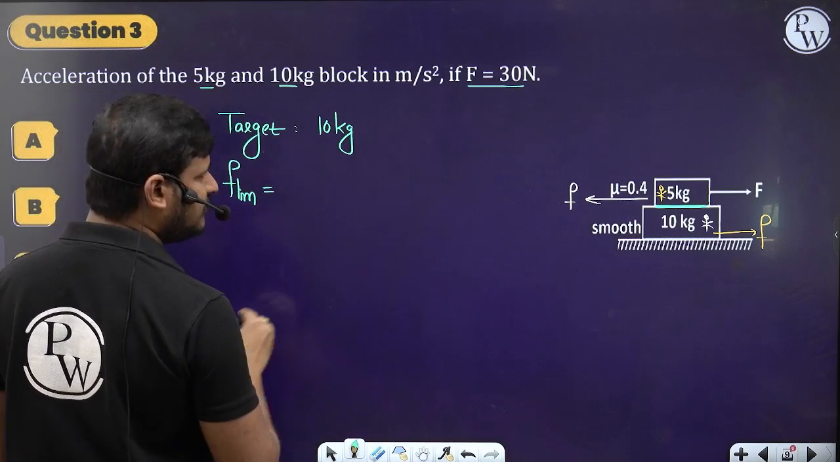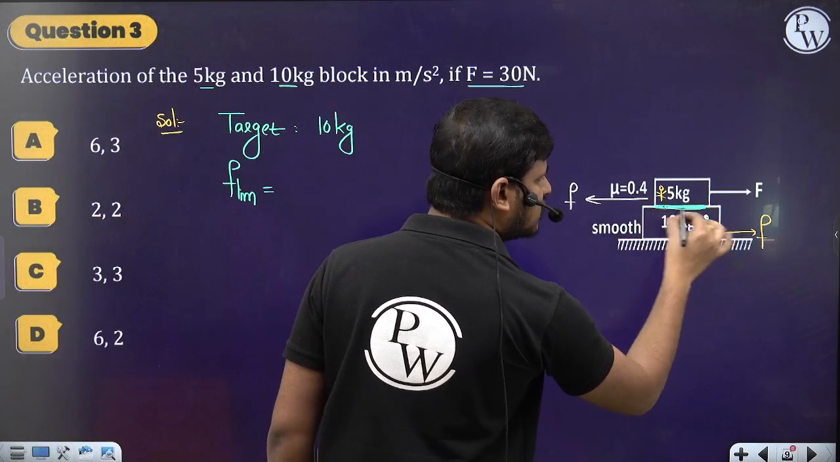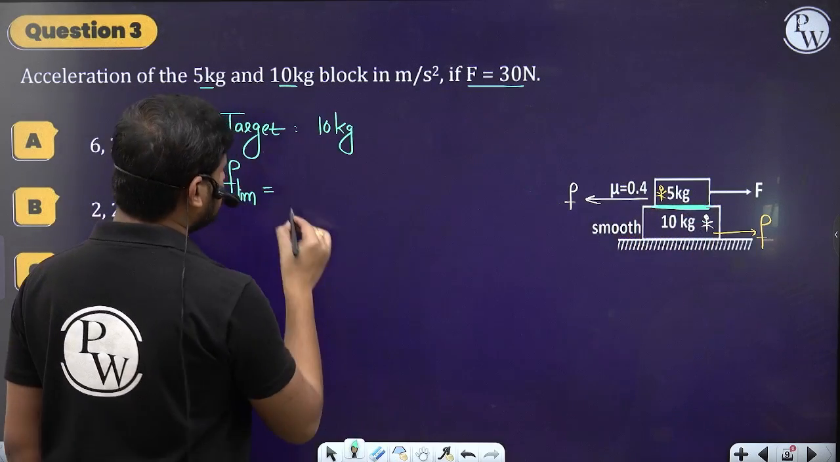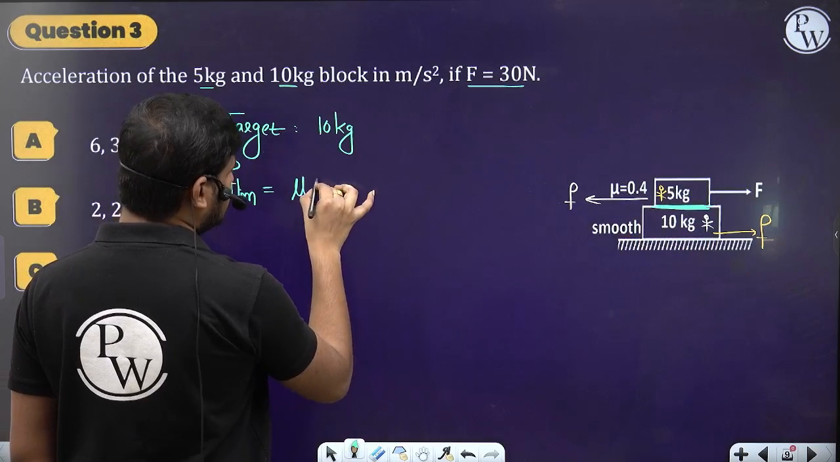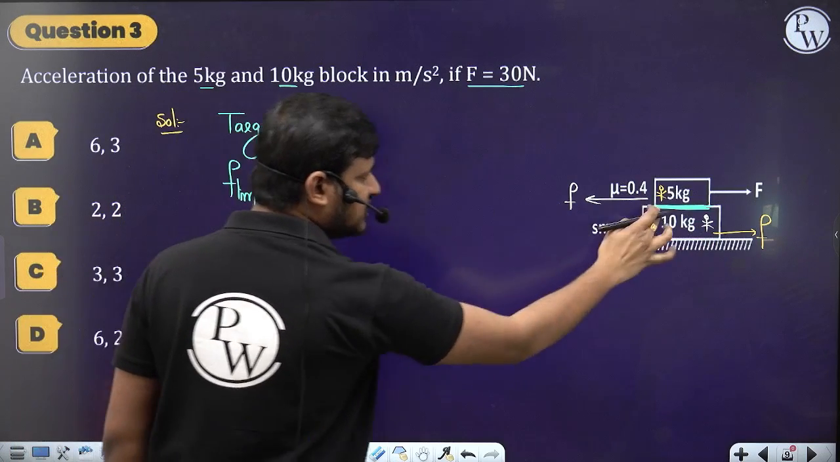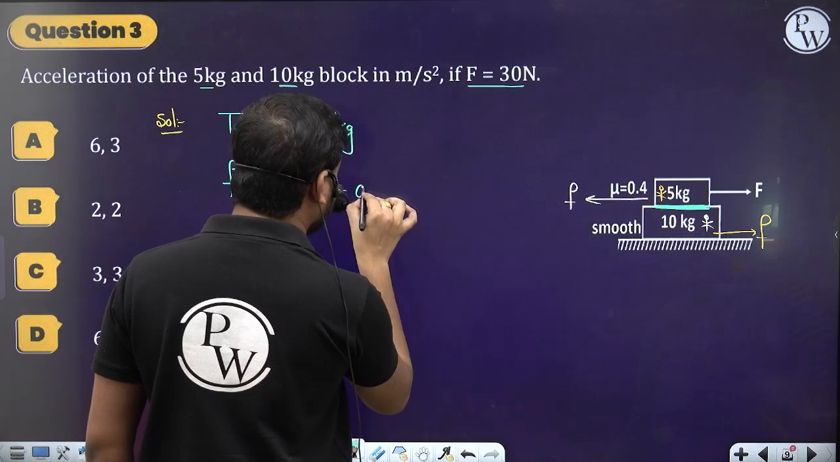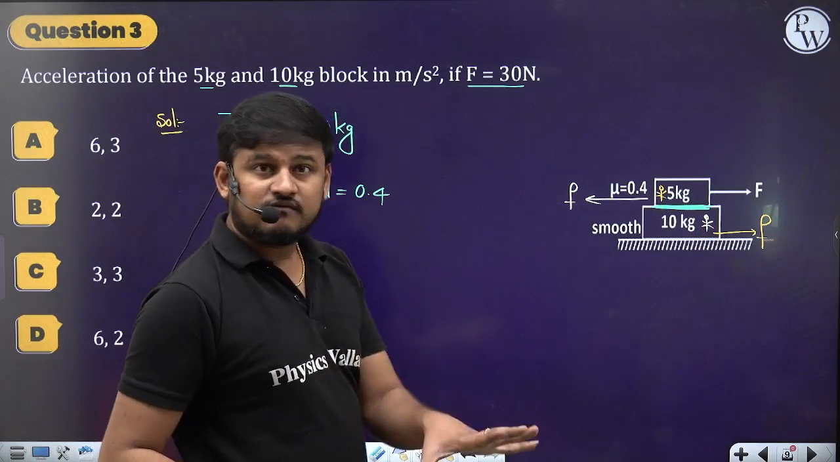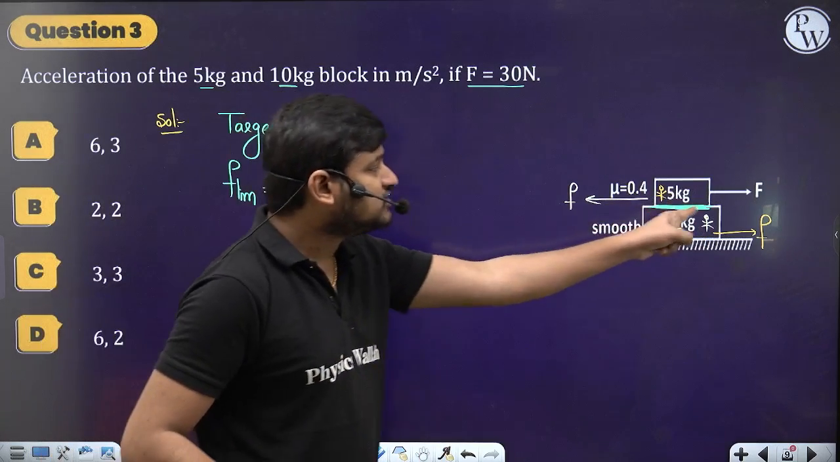The second step, find the F limiting between the two blocks. So what is the F limiting? It is the coefficient of friction into the normal reaction. What is the coefficient of friction between those two blocks? 0.4. Don't get confused. The F limiting is between these two blocks.